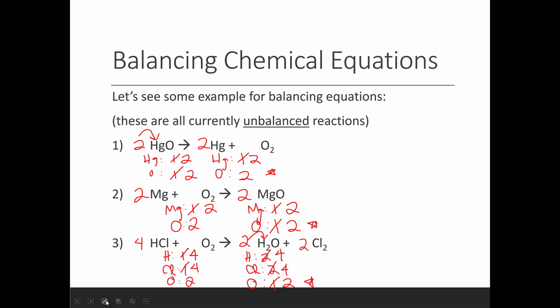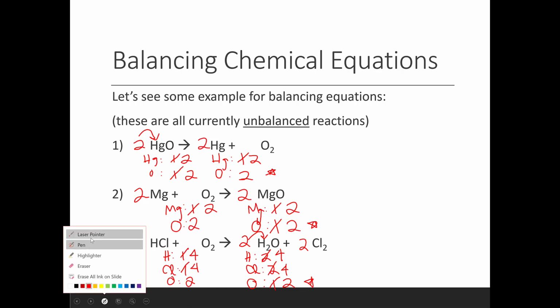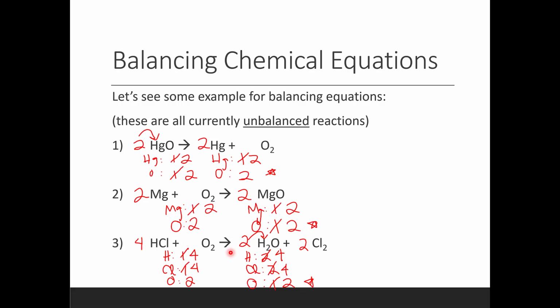Now, you might be thinking, hey, isn't this simplified now? Or can't I simplify this if I have a 4, a 2, and a 2? And the answer is no. You have to be super careful. As you can see, there's no coefficient written here in front of the oxygen, which means that these coefficients are already in their simplified form with the 4, 1, 2, and 2.